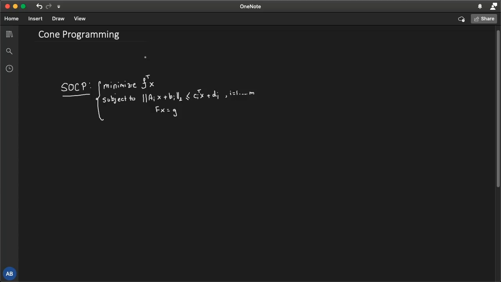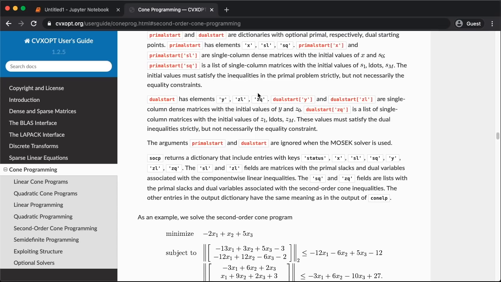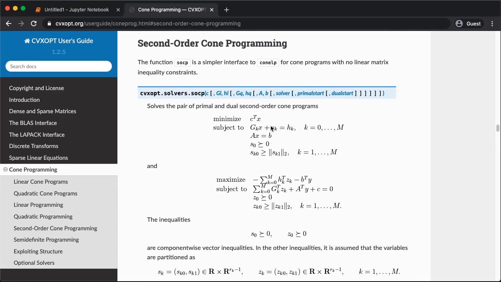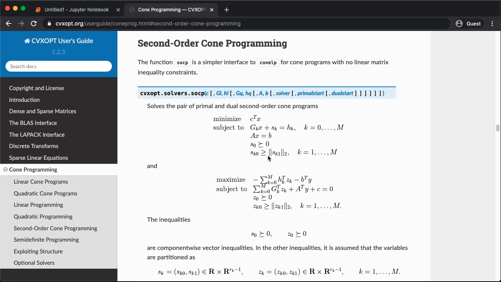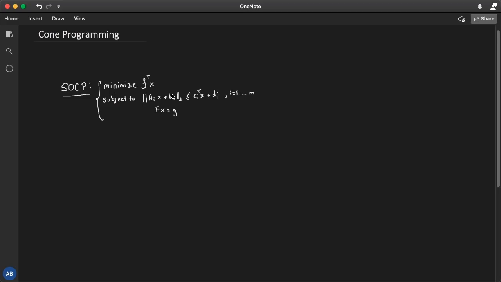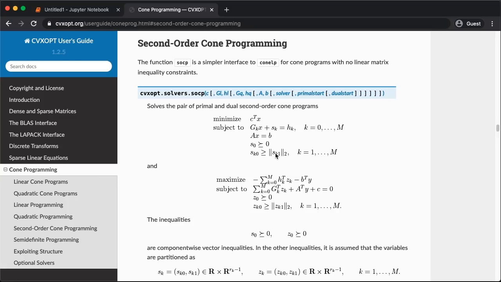Well, if you open the CVXOPT documentation, you will find that it is a bit different. You're minimizing a linear cost, no problem. You've got an affine constraint here, but it seems a bit different than what we have right here. So over here, we've got the cone constraints, right? However, right here, it's a bit different. And this is where we're going to transform this problem into this problem right here so that we can solve the problem using CVXOPT. Now, what is the last constraint over here?